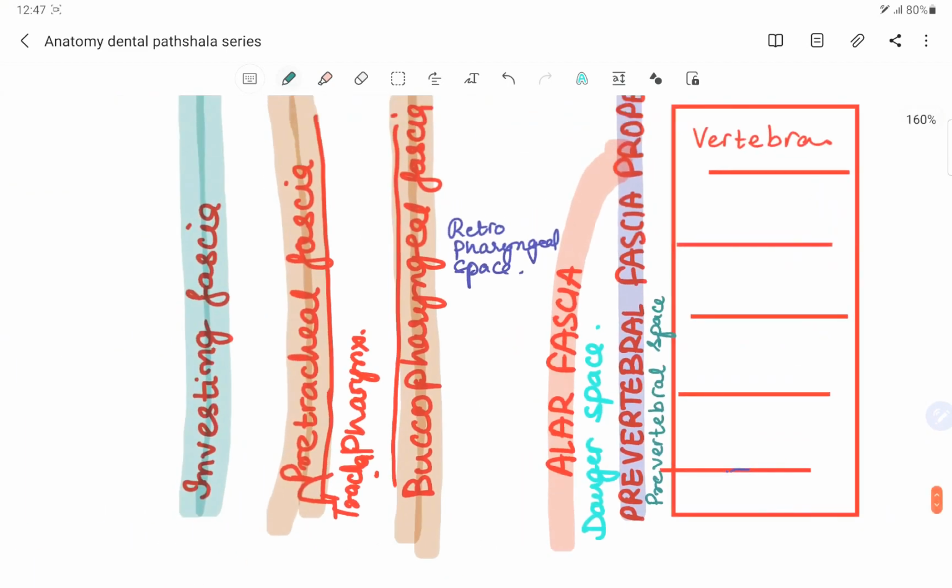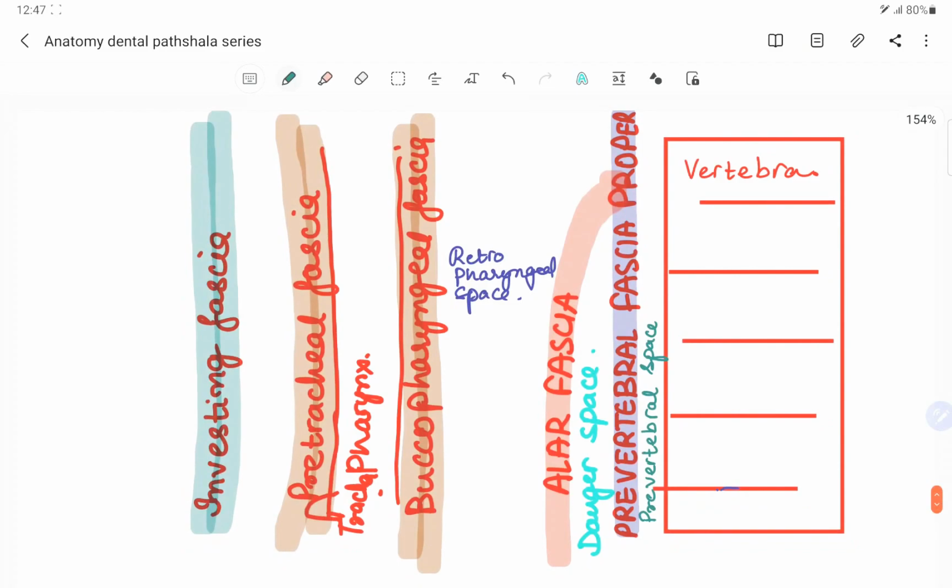So if you can see the sequence we have of spaces, first, anterior most is the retropharyngeal space which is behind the buccopharyngeal fascia. Then we have the danger space which is behind the alar fascia. Then we have the prevertebral space which is posterior to the prevertebral fascia proper. So likewise we also have the fascias.